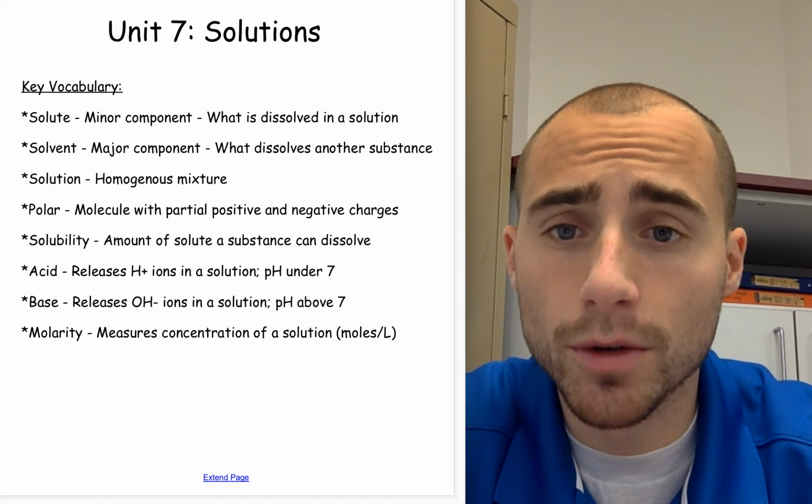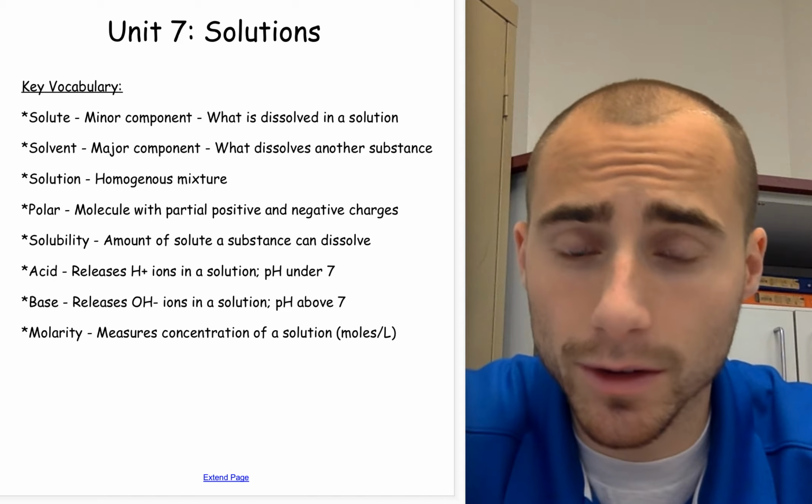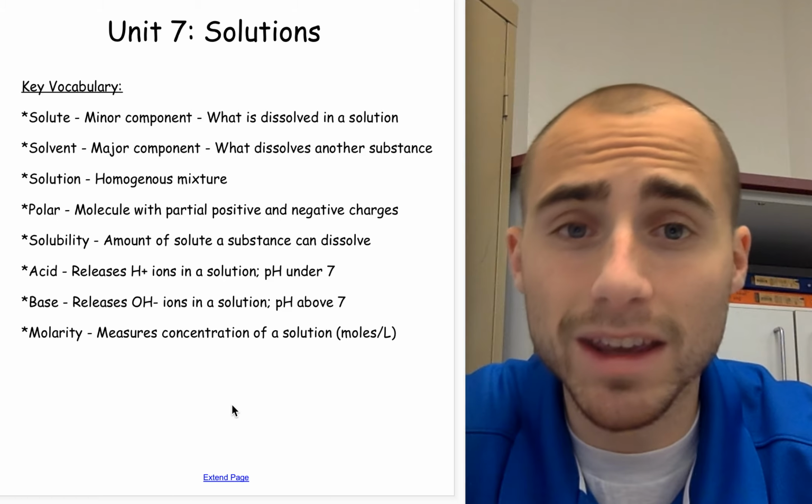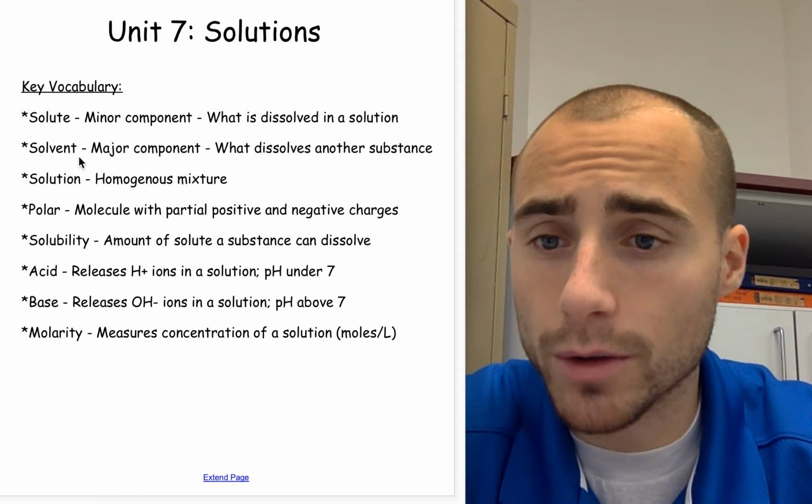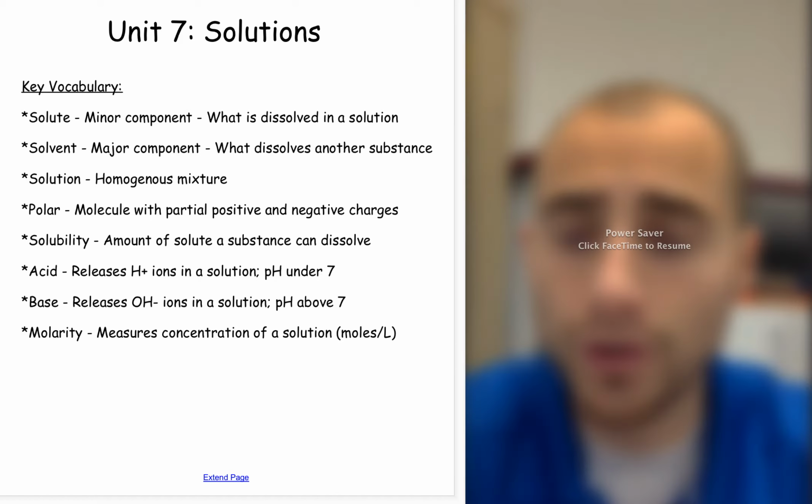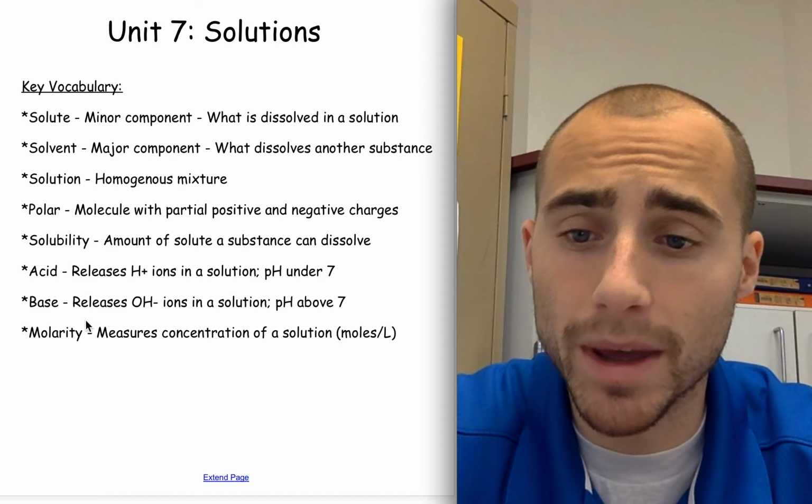Hey everybody, today we are doing our Unit 7 review solutions. Start off with some of our key vocabulary. We have solute, solvent, solution, polar, solubility, acid, base, and molarity.